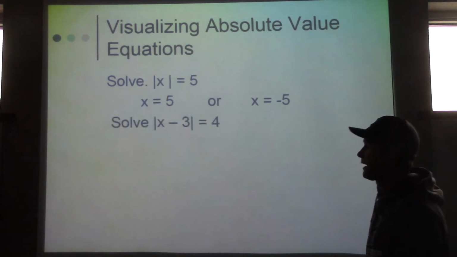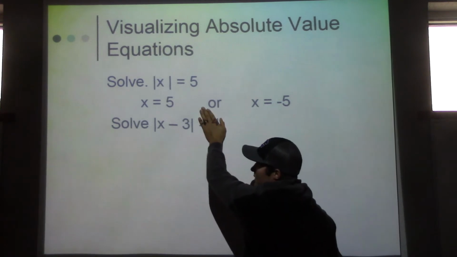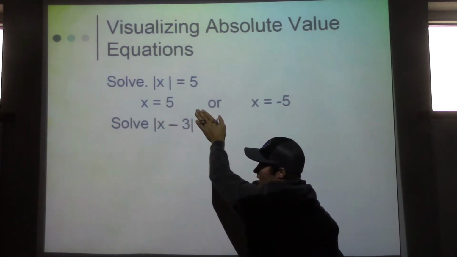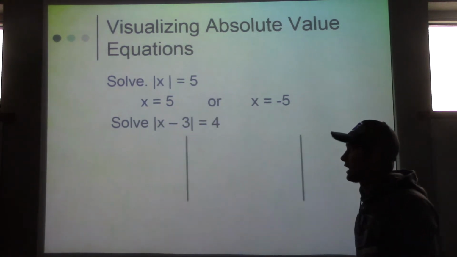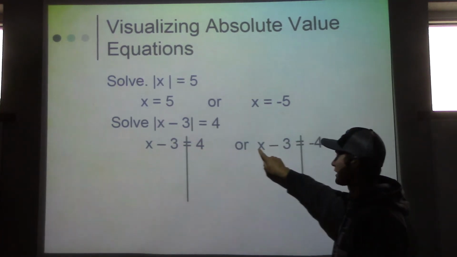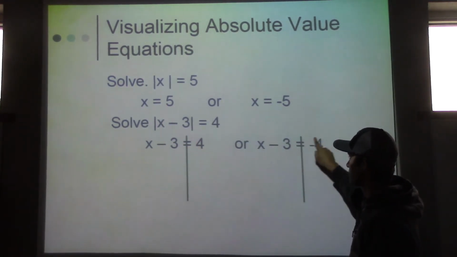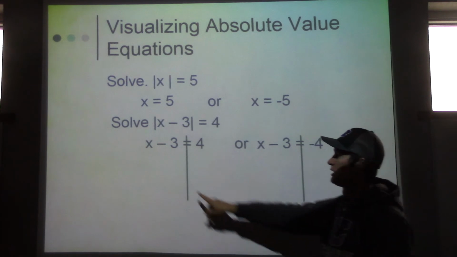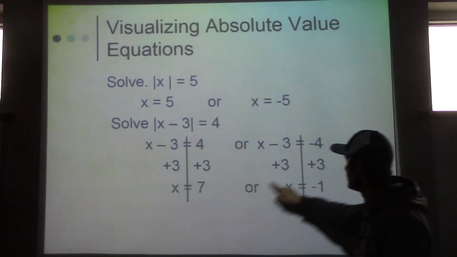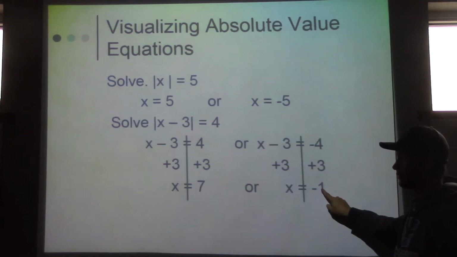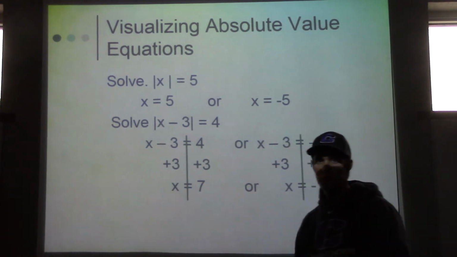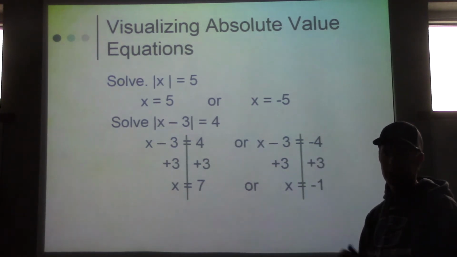Come to the next one, isolate. So we just look at this side. Is there any number outside these brackets on that left-hand side? No. So we write 2 equations. X minus 3 equals 4, or x minus 3, and then we switch the sign, equals negative 4. Now we go ahead and solve. Add 3. So 4 plus 3 is 7. Negative 4 plus 3 is negative 1. So my answer is negative 1 or 7. Either one of those would work. They would equal 4 if I took the absolute value.